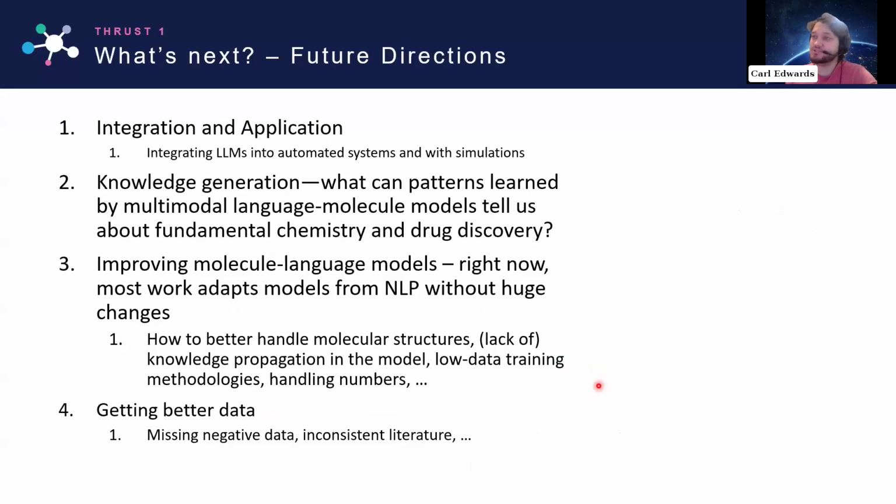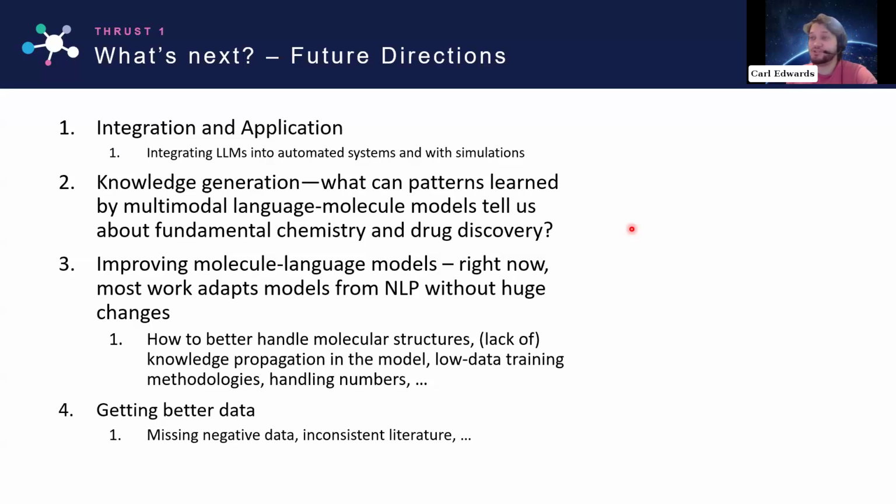So what's next? I think next, integrating these large language models into automated systems or with simulations and improving our applications is a big direction, because to me, these language models are almost like babies, and we need to build structures around them that make them useful.